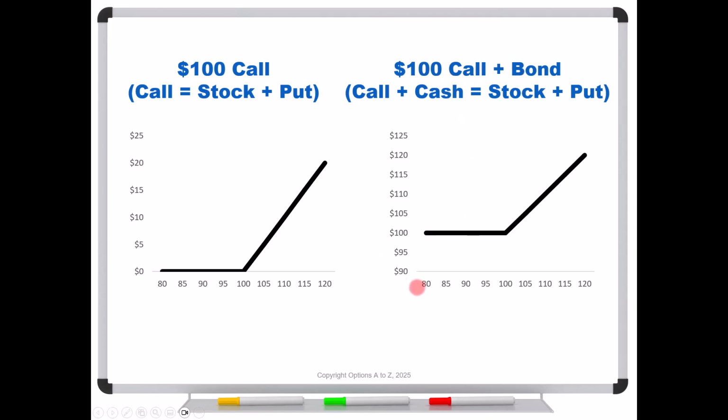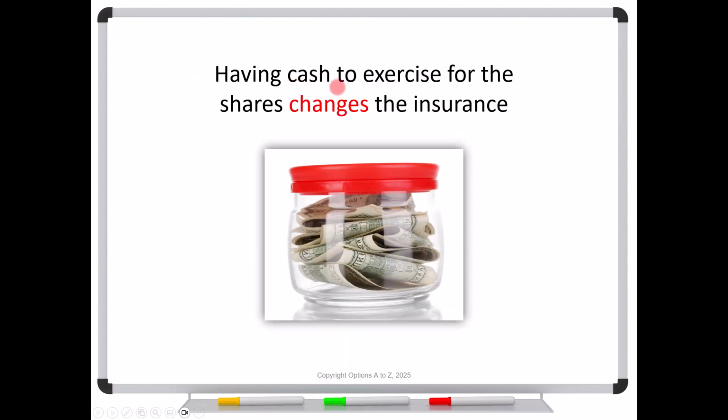And once you understand this, there are really two different forms of insurance that are going on here. And this is why it can get very tricky when you're trying to figure out your strategies. And maybe if it's better to let a call option go out worthless or any number of questions, it really comes down to which portfolio we're trying to mimic. So the idea is that having cash or a bond to exercise for the shares changes the insurance. And again, this is a very tricky thing to see.